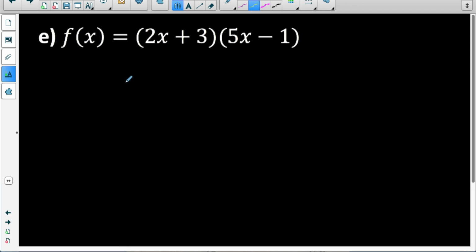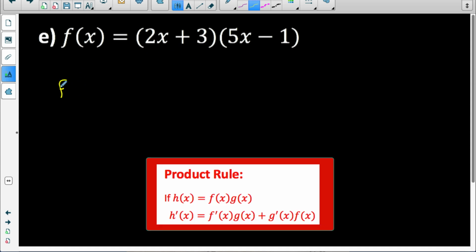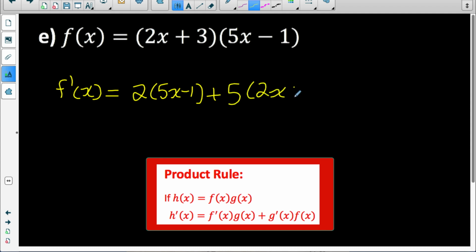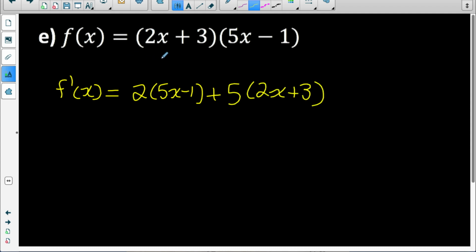Let's try a fifth one where we need product rule. Right, we have a product of two functions here, 2x plus 3 multiplied by 5x minus 1. And the product rule tells us that we do the derivative of the first function, so the derivative of 2x plus 3 is 2. Multiply that by the second function, plus we do the derivative of the second function, which is 5, times the first function. And then it's just a matter of simplifying it, right? So product rule, derivative of first times second, plus derivative of second times first. That's what I have here.